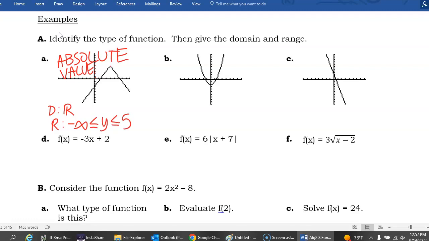You could also say y less than or equal to positive 5.